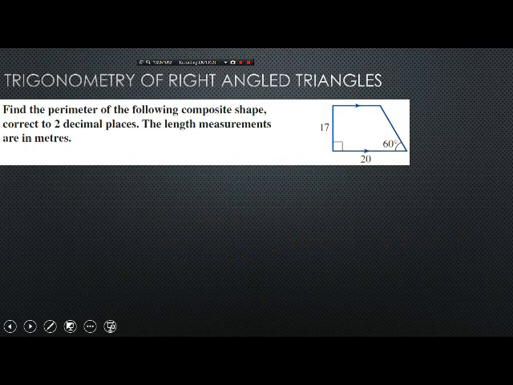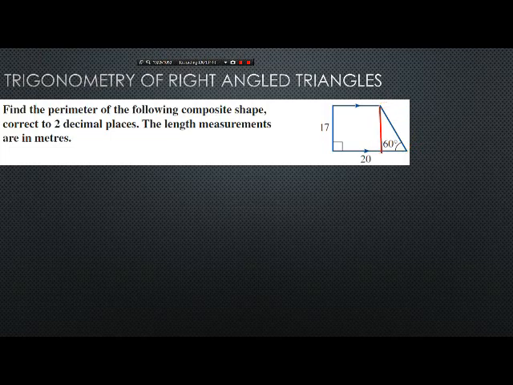So one last one. Find the perimeter of the following composite shape, correct to 2 decimal places. Now, this is a composite shape, which means it's made up of multiple shapes put together. In this case, you should notice that we can actually cut it out like so, and we'll get a triangle on the right.